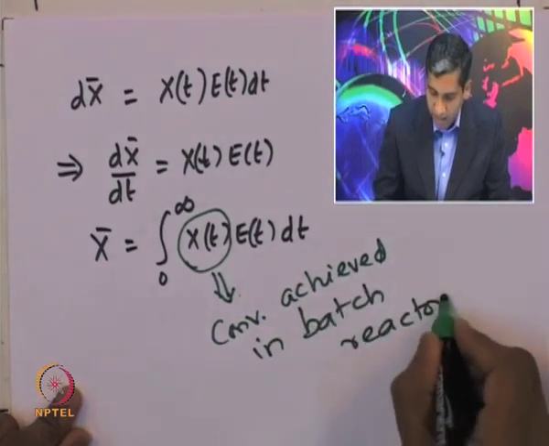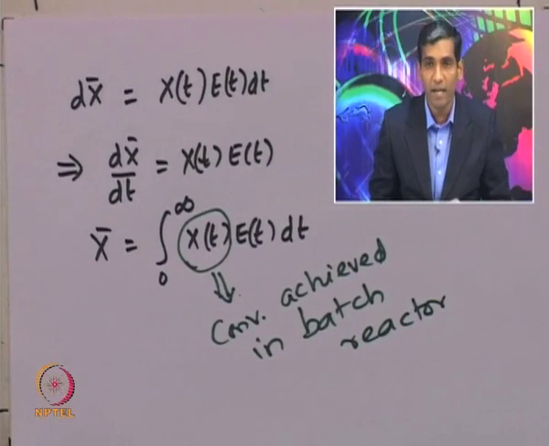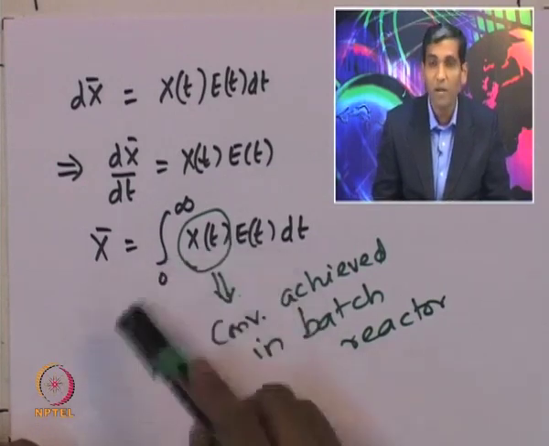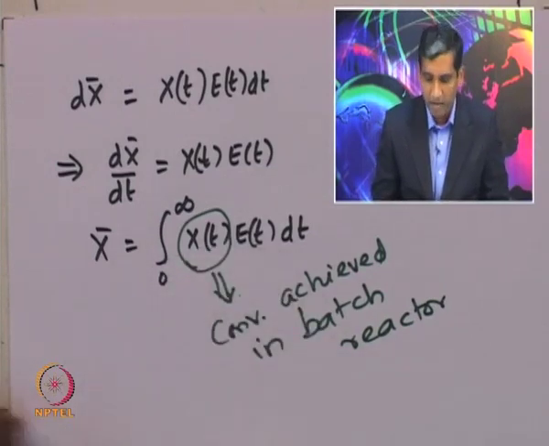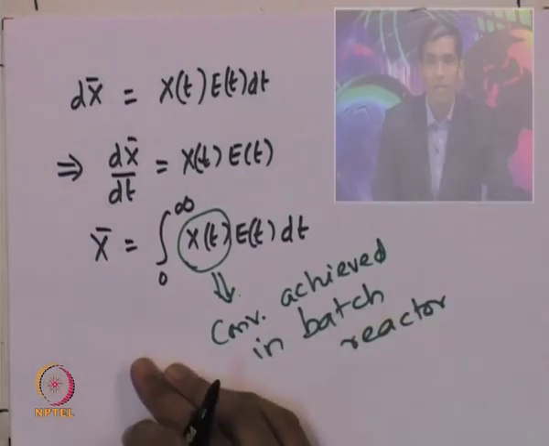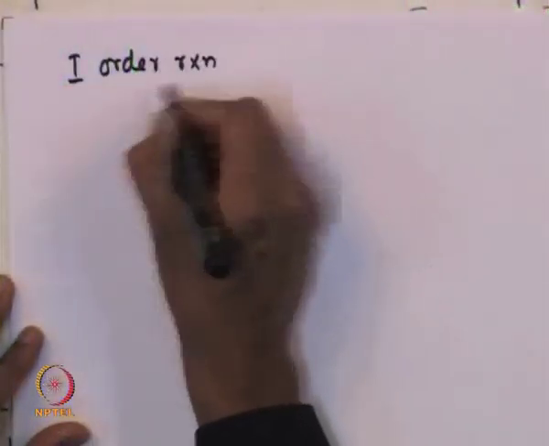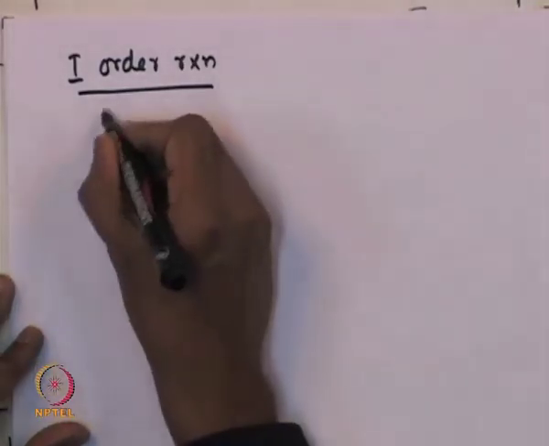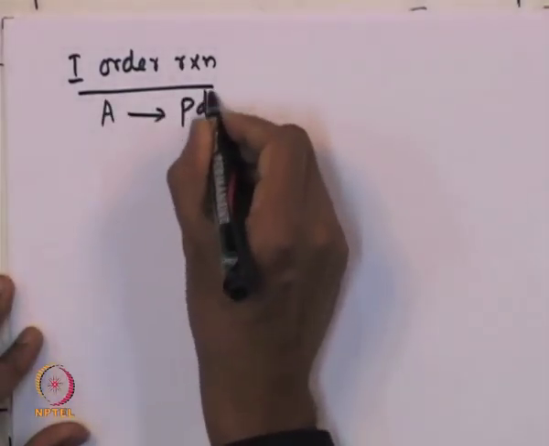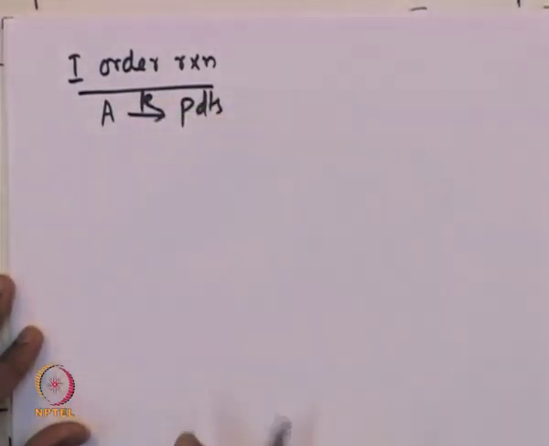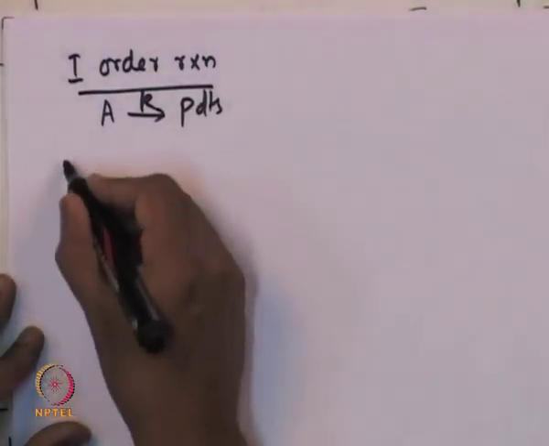Because we consider each of these globules as actually a batch reactor. So, that is the conversion as though it were a batch reactor, and that multiplied by the corresponding residence time distribution integrated over all residence times will give the mean conversion. So, let us consider a first order reaction where A goes to products with a specific reaction rate k.